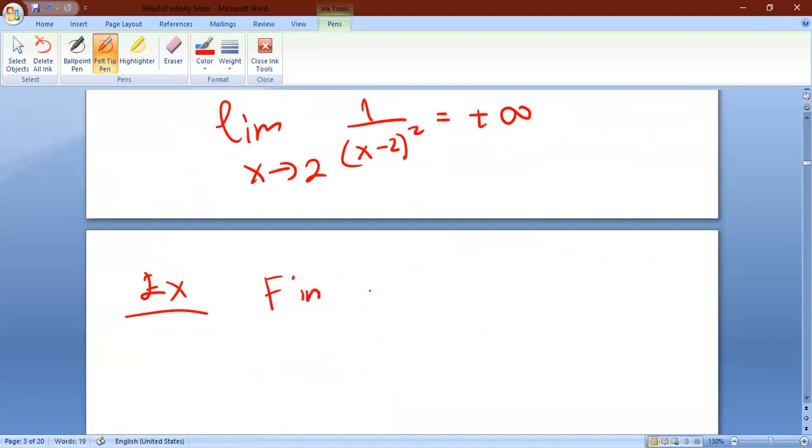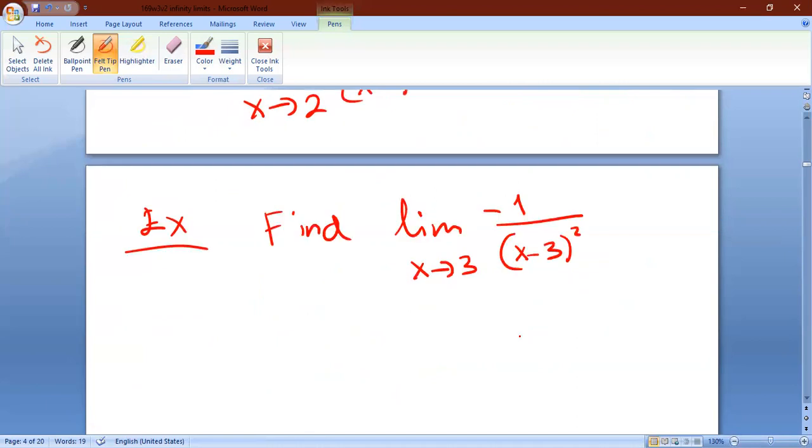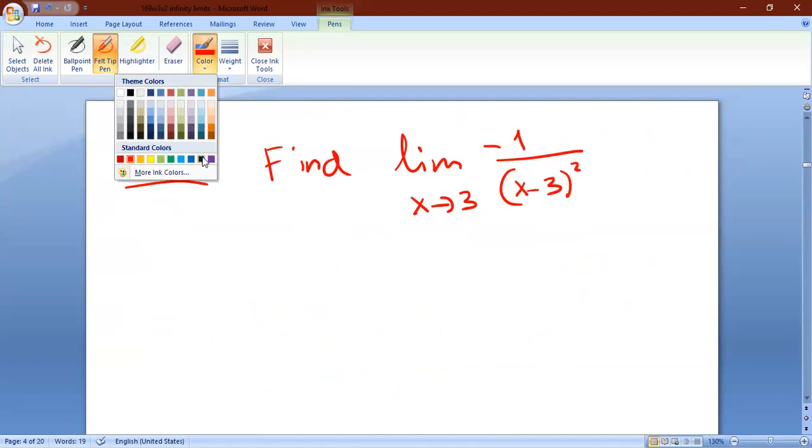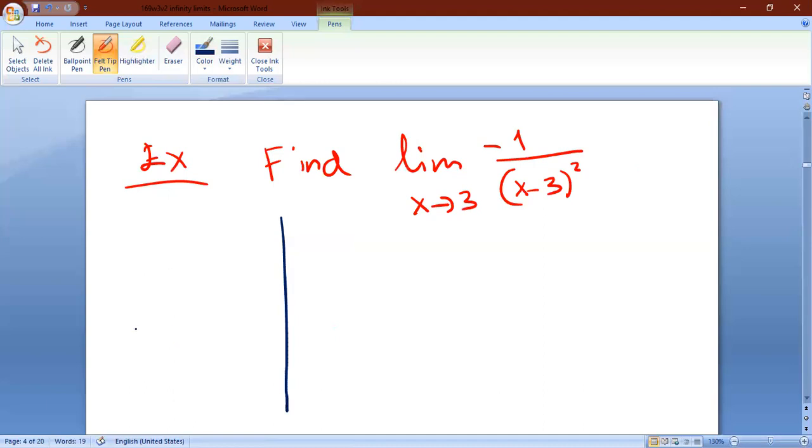Another example, find the limit as x goes to, let's say, 3 of minus 1 over (x minus 3) squared. Now this time it's going to give negatively large numbers. You can try numbers, okay? I leave that to you. You should maybe do this. But you are going to see something like this.